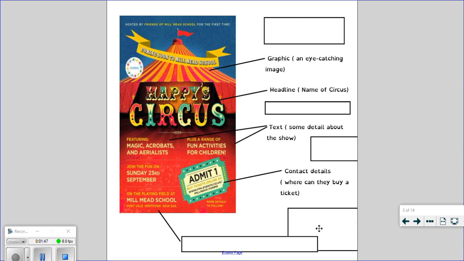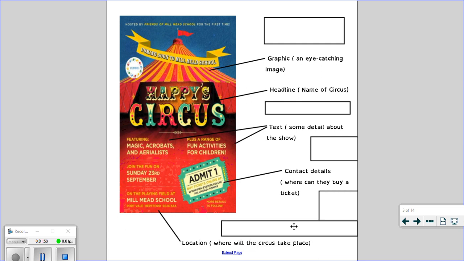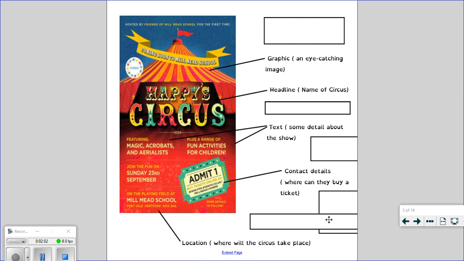Also really important are contact details. So where can they buy a ticket? That could be a website, a phone number, etc. Really important, otherwise people can't actually go and make a purchase. And then also location, where will the circus take place? Okay, so they are the main things that we would like to see in an advert that is promoting a circus show.